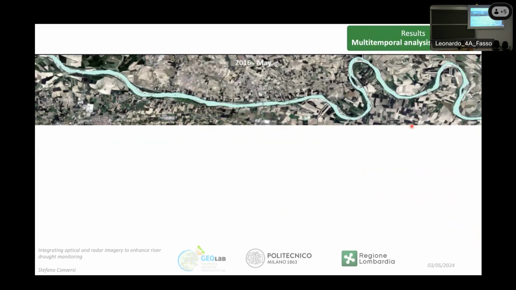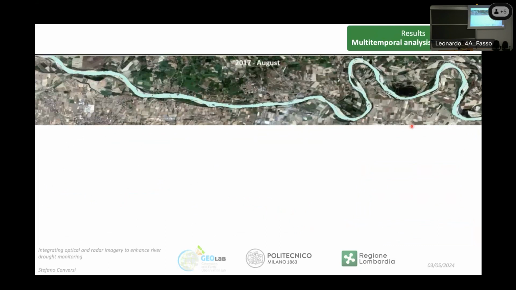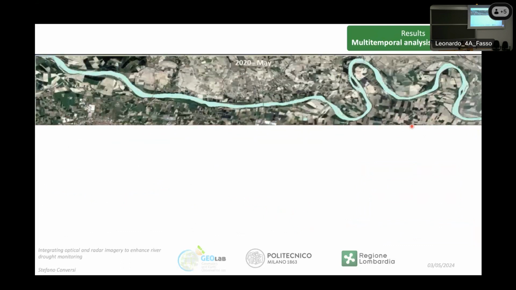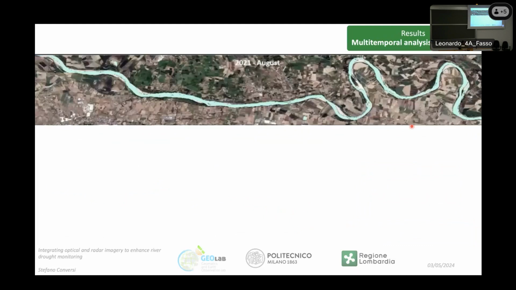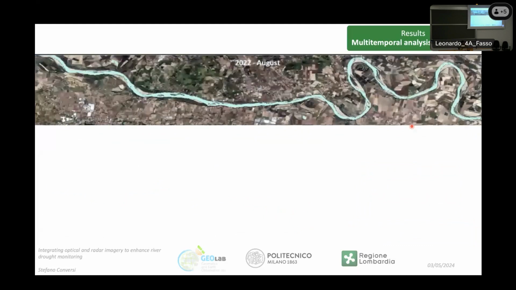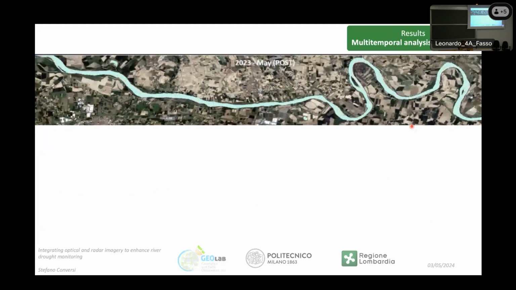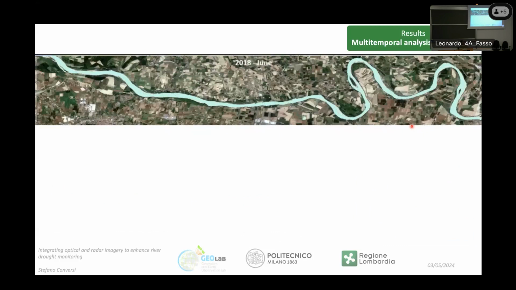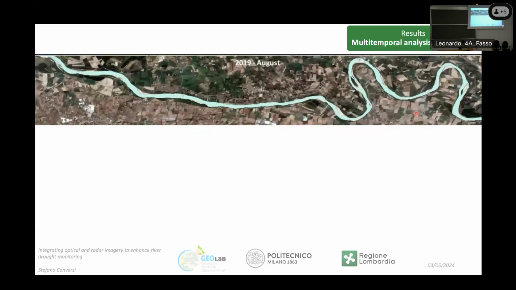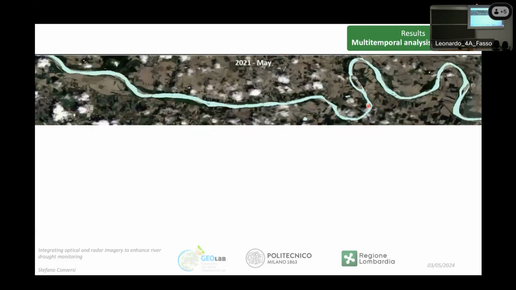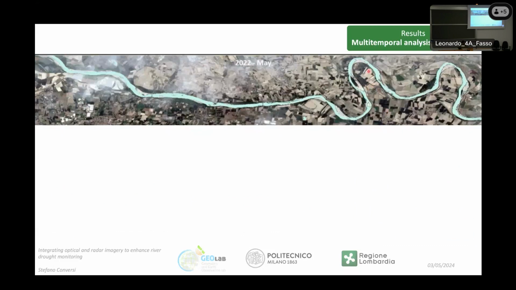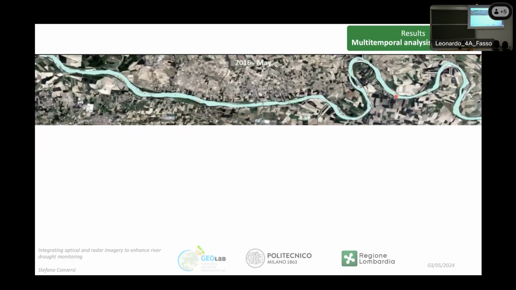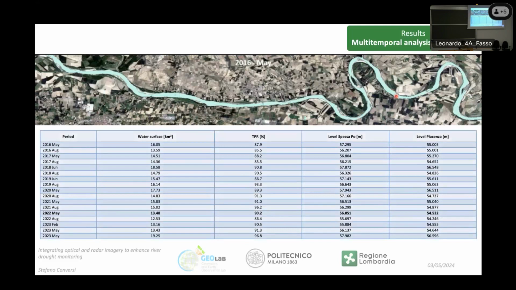We can go on with the results of our multi-temporal analysis, conducted on a couple of dates for each year between 2016 and 2023. First of all, we can recognize, as expected, a cyclic behavior that is coherent with the seasons. But if we observe 2022, let's focus on this area that I'm pointing out, you can see that we have a huge decrease of water until 2023.